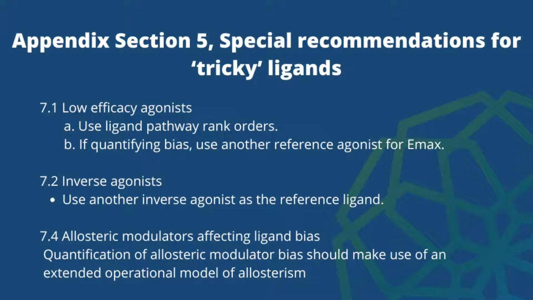So if there doesn't exist a reference ligand for bias that is both pathway balanced and has full efficacy, you can actually use two reference ligands in the same experiment. You use one reference ligand for the bias, but you also use another reference ligand for the efficacy. Then you compare both the reference ligand for bias as well as the tested ligands against the same reference ligand for efficacy. So that's one way to deal with that.